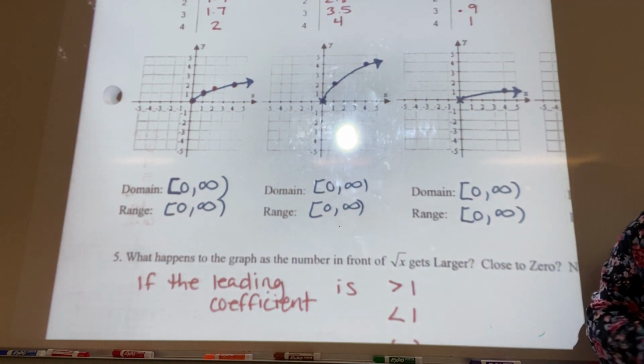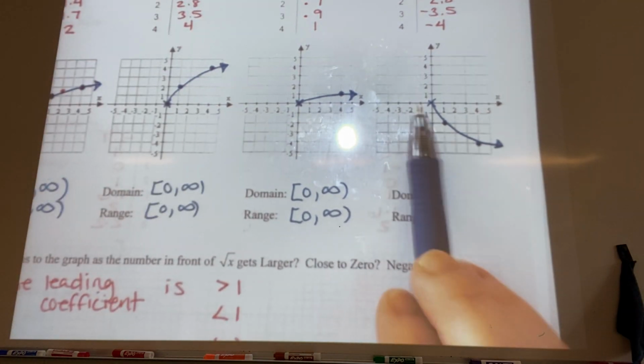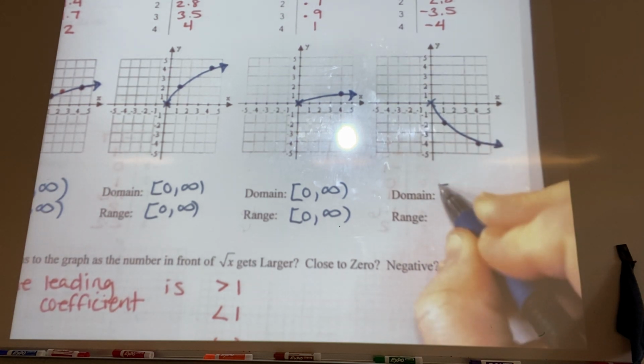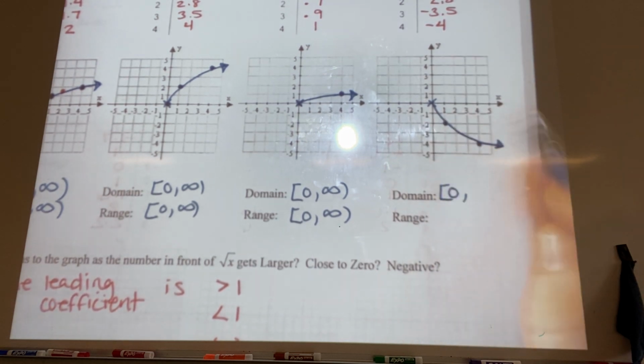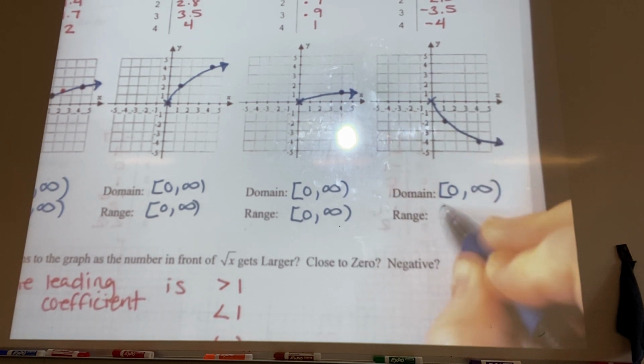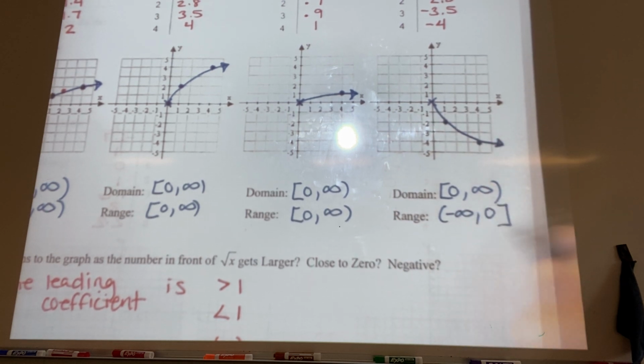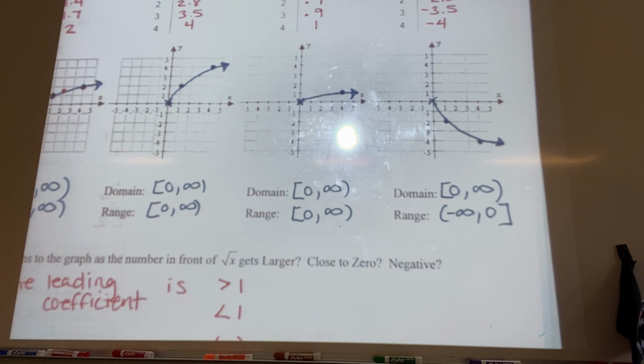All right, now if we look at this last one, the domain is still 0 to infinity because it can only go to 0, that's the farthest left, and it can go to infinity. But the range this time, how low can it go? Well, this time it's the opposite. It goes to negative infinity, but how high does it go? 0. So when it's reflected, it does look a little bit different.